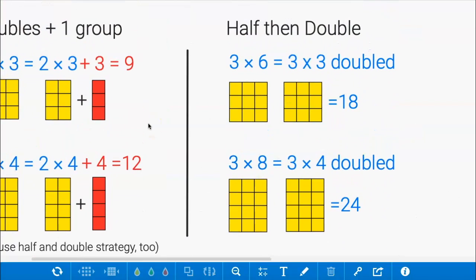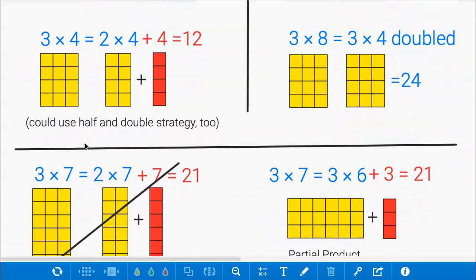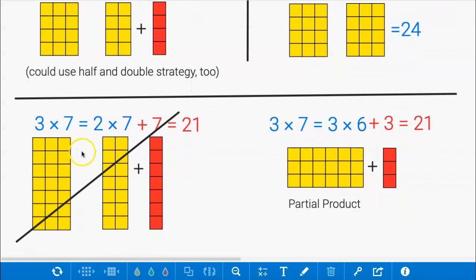This half then double strategy works really well when you're multiplying by an even number, like 6, 8, or 4. But when you're multiplying by an odd number, like 3 times 7, it doesn't work very well. And also, it doesn't really work that great to do double 7's plus one more group of 7.